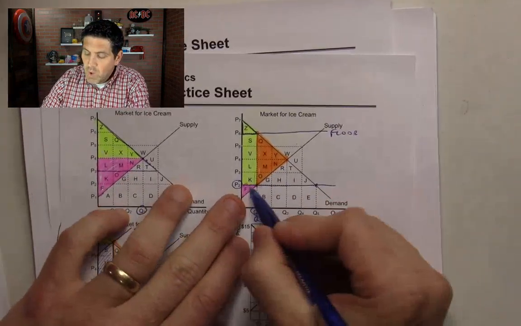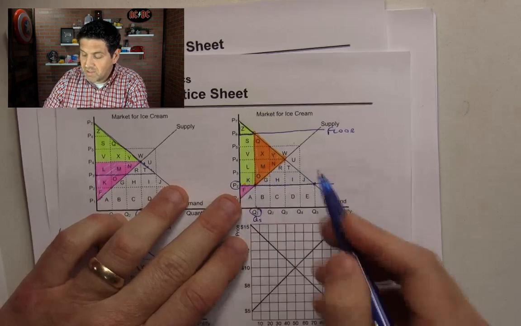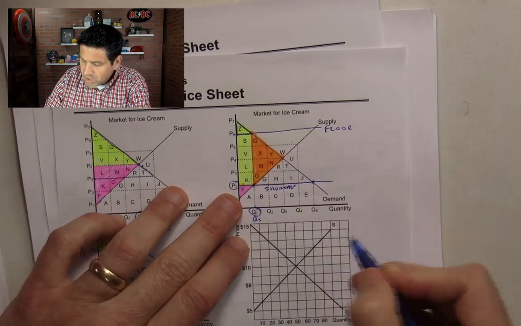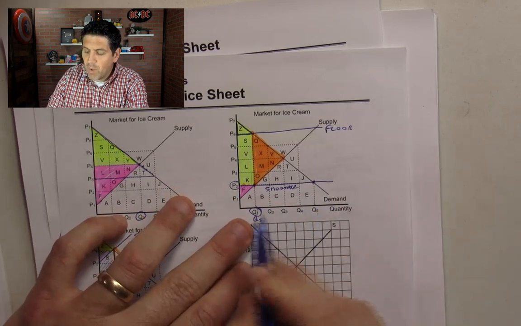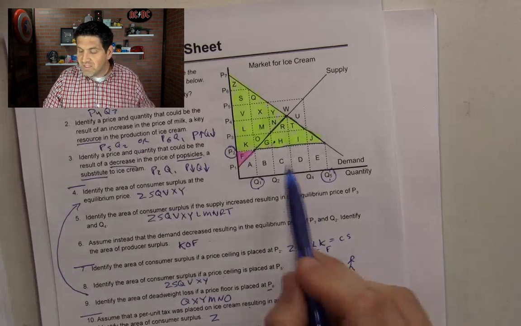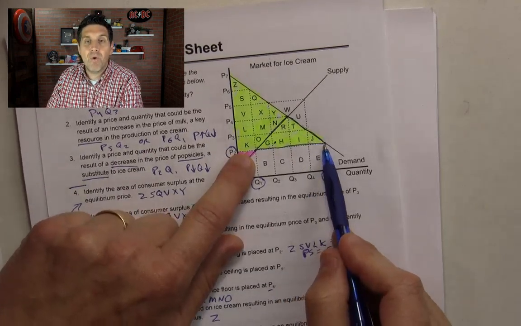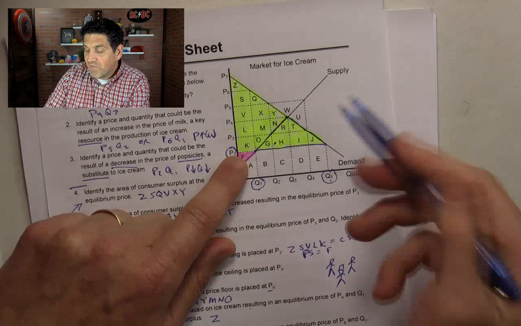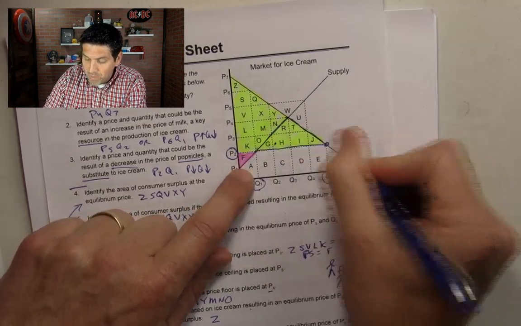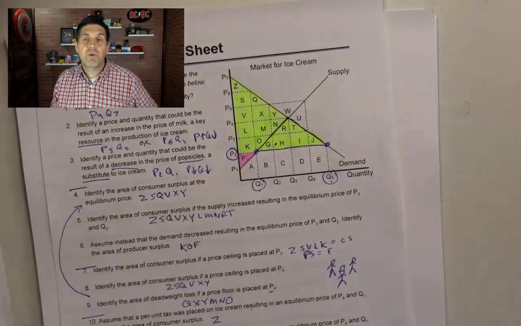Down here, when the price ceiling was placed, there was a shortage right here. Consumers wanted Q5, but we only produced Q1. There was a shortage. But in this case, the shortage is being imported. We're bringing in the difference between what people are willing to buy at that low price and what we're actually producing domestically.